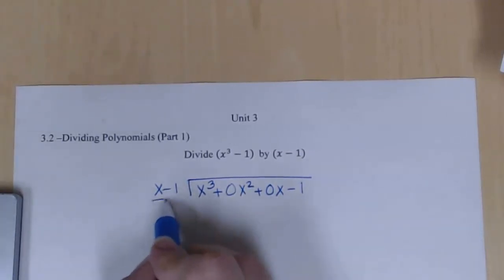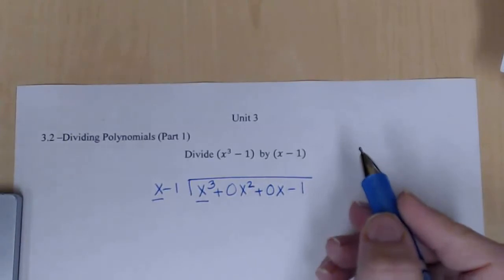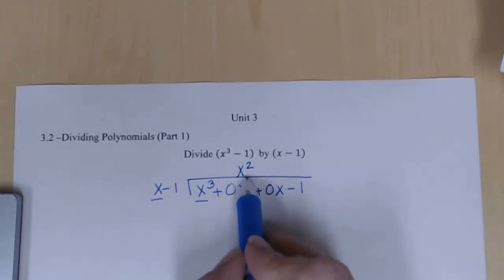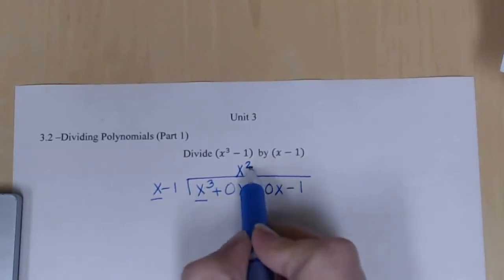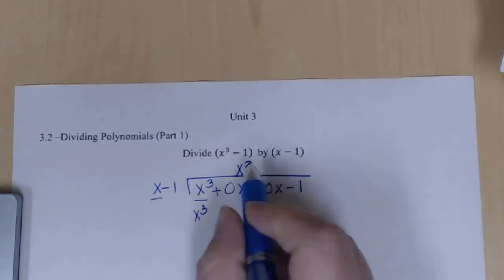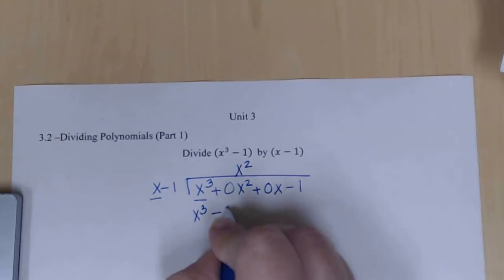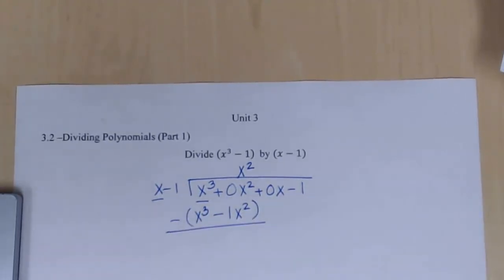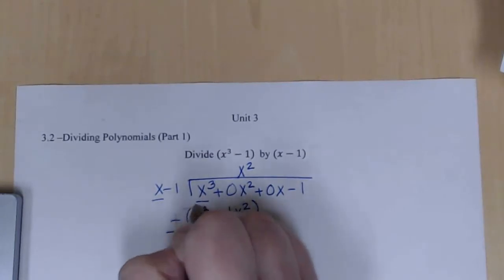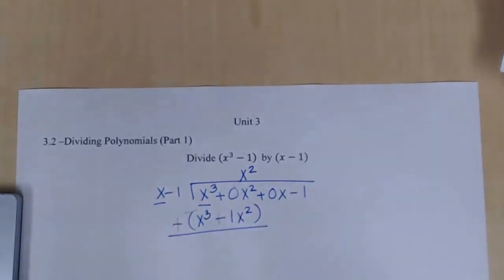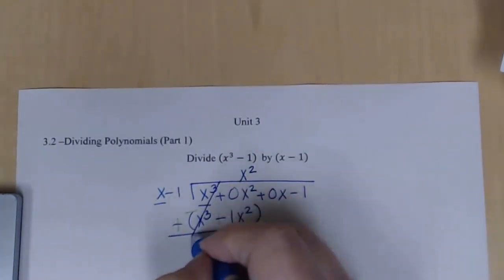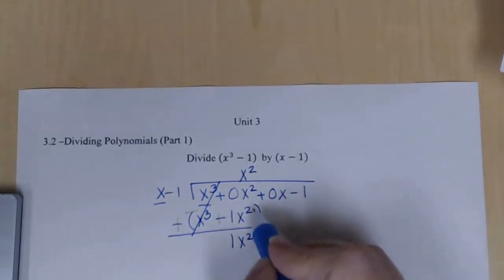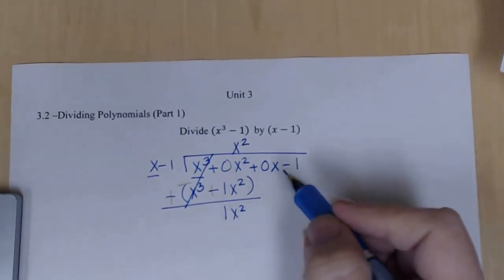So I'm going to compare the front numbers, x and x cubed. X times what would give me x cubed, and that would be an x squared. Also gives me a place to line these up. X squared times x is x cubed. X squared times negative 1 is negative 1x squared. I'm going to subtract this whole thing, so I want to change all the signs. X cubed and negative x cubed, that cancels. 0 and 1 gives me 1x squared. So that helped me to combine like terms correctly and be very organized.